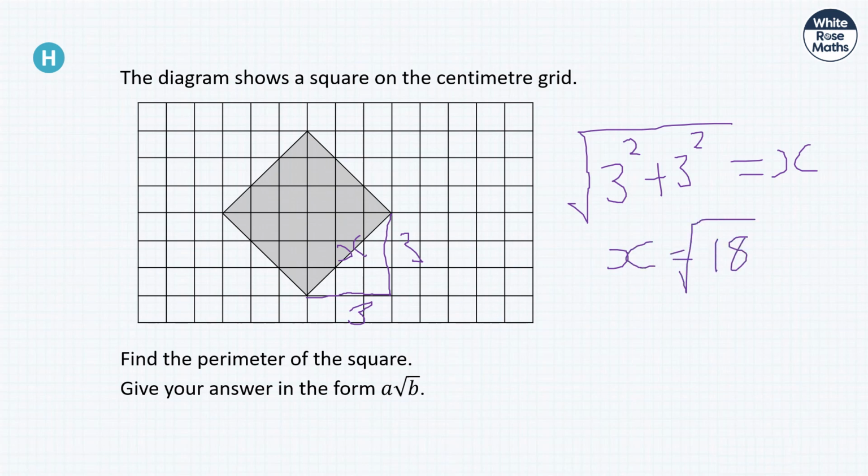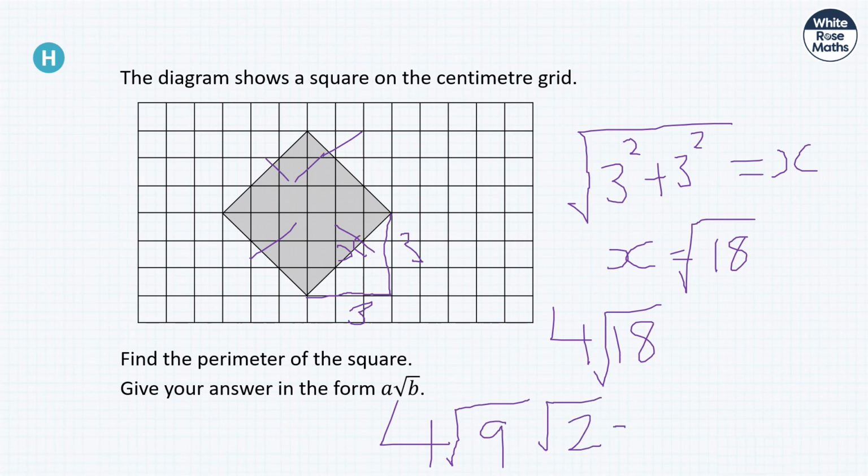Okay, a square has all the same side lengths. So there, bang, bang, bang, bang. So it'll be 4 lots of root 18. Root 18 can be simplified. 9 is the biggest square number factor that goes into it. So 4 lots of root 9 times root 2. Root 9 is equal to 3. 4 times 3 is going to be 12. So the answer will be 12 root 2 centimeters, and that's in its exact form. So A equals 12 and B equals root 2. Hopefully that makes sense.